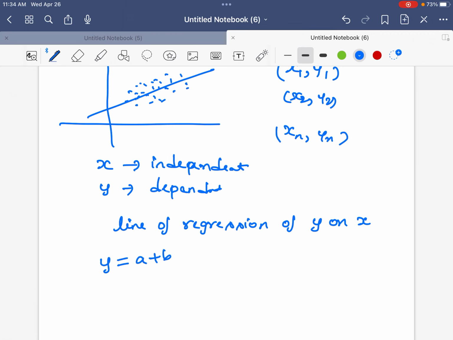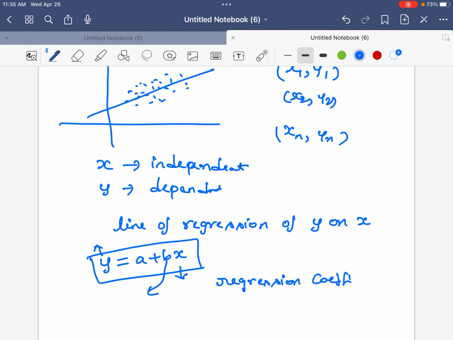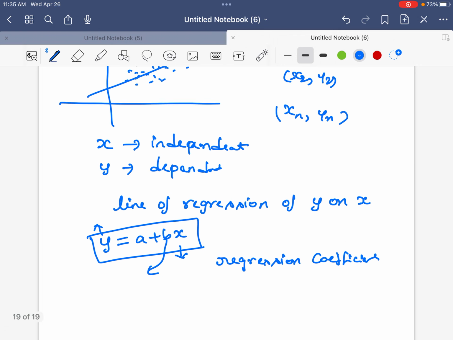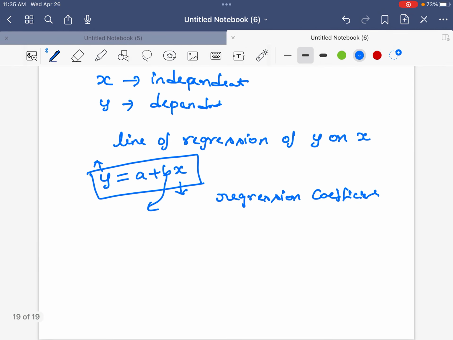For example, if you fit a straight line by taking x as the independent variable and y as the dependent variable, and if the equation looks like this, y equal to a plus bx, and the slope b here is considered to be the regression coefficient. This is when x is taken as independent and y is taken as dependent variable.